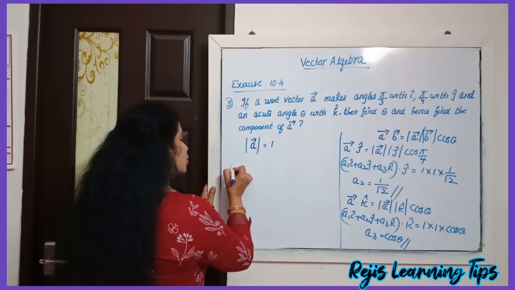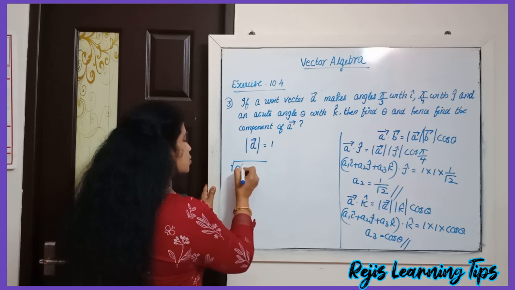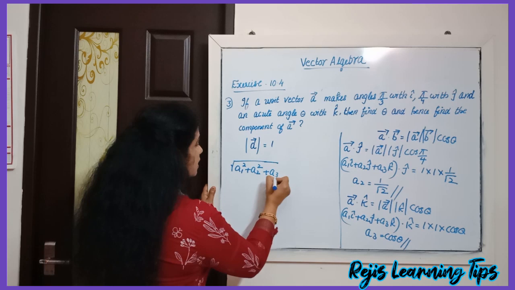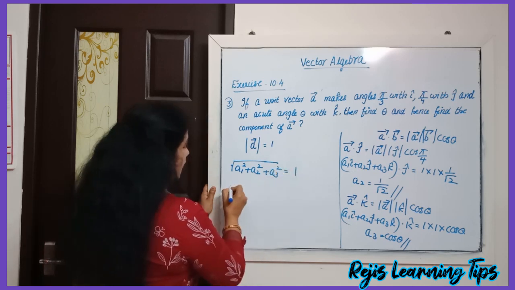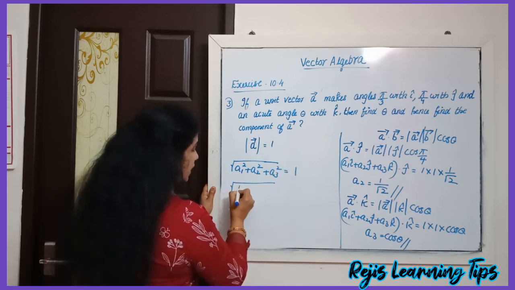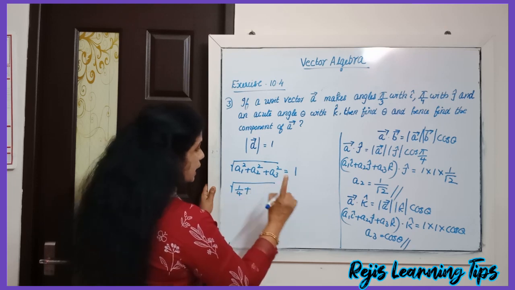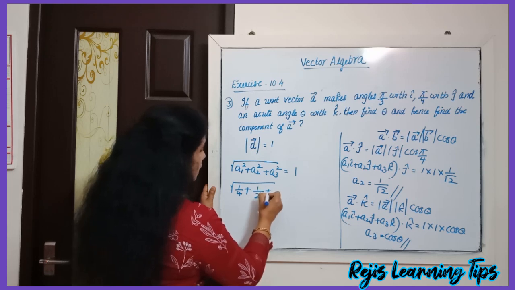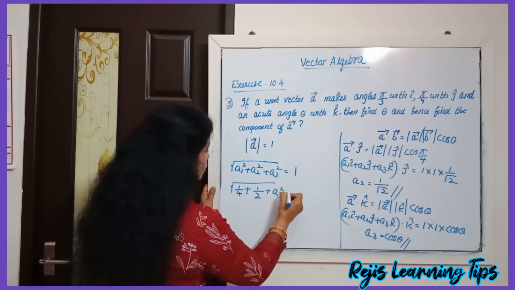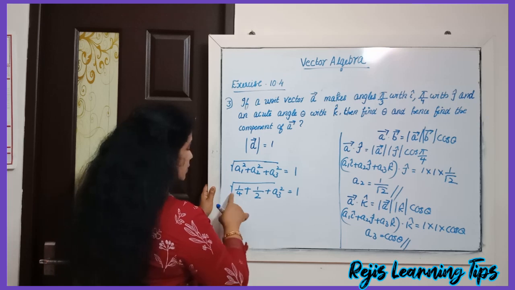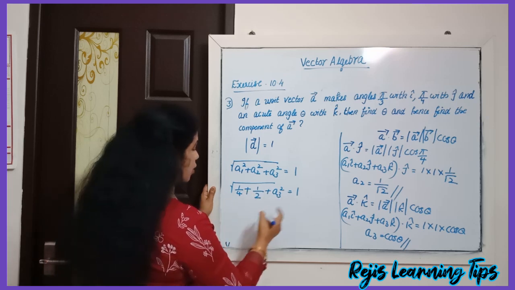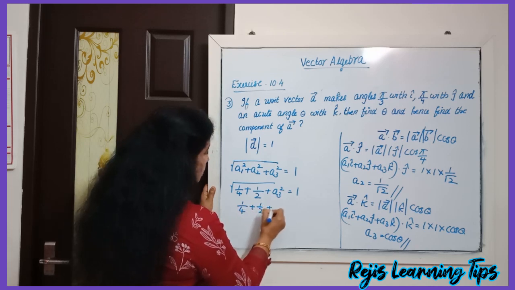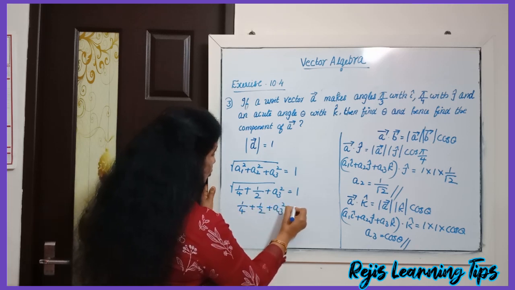We know modulus of vector A is equal to 1. Then root of A1 square plus A2 square plus A3 square is equal to 1. A1 is 1 by 2, square, that means 1 by 4. A2 is 1 by root 2, so square is 1 by 2. So we should write here 1 by 4 plus 1 by 2 plus A3 square is equal to 1, after removing the root by squaring on both sides.